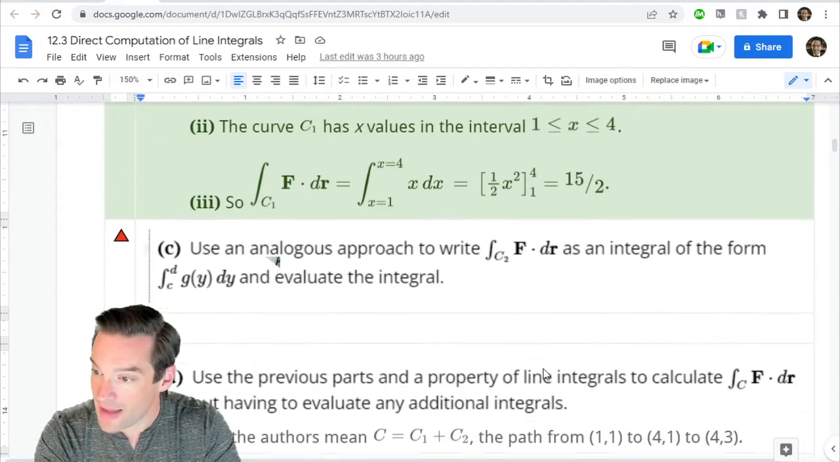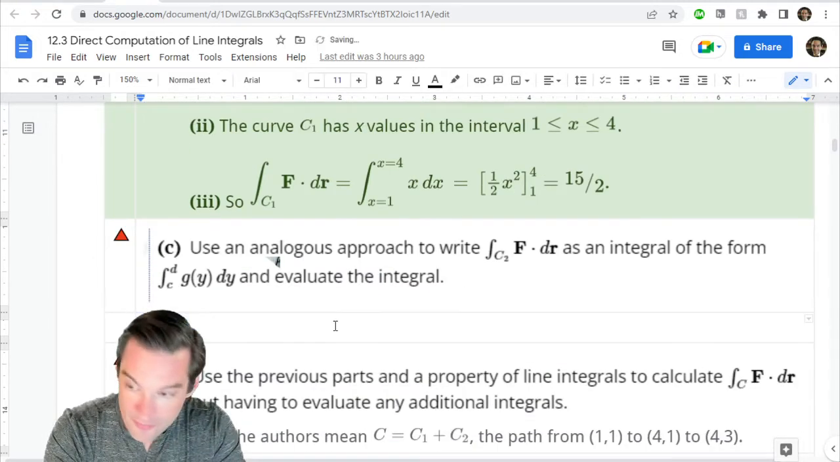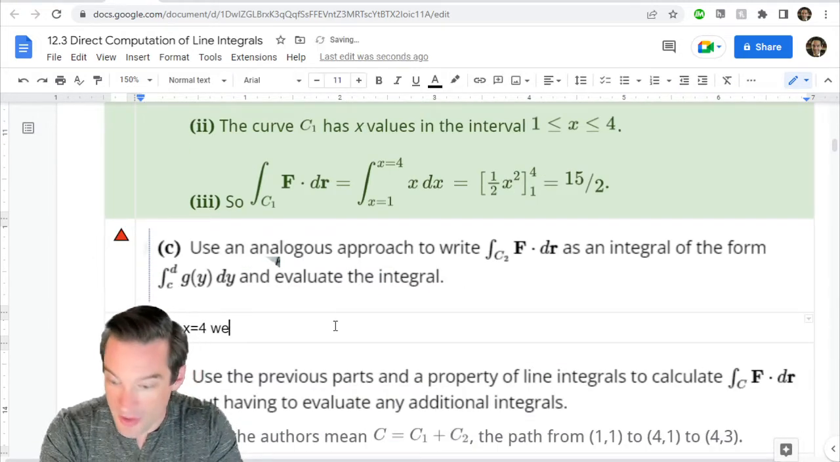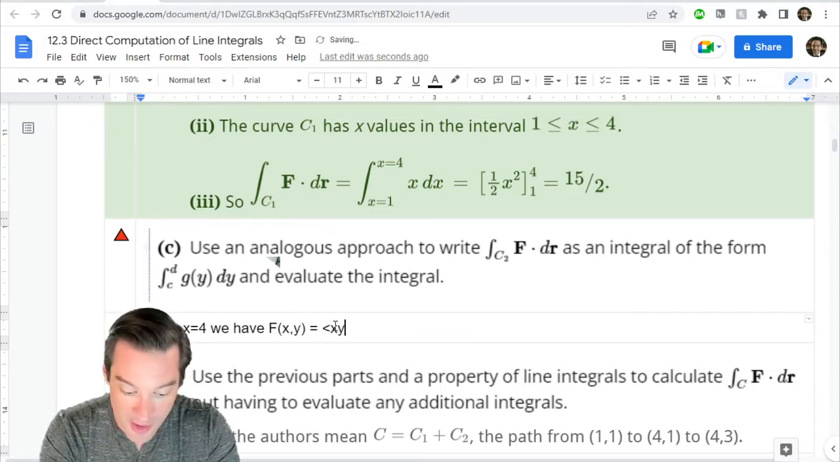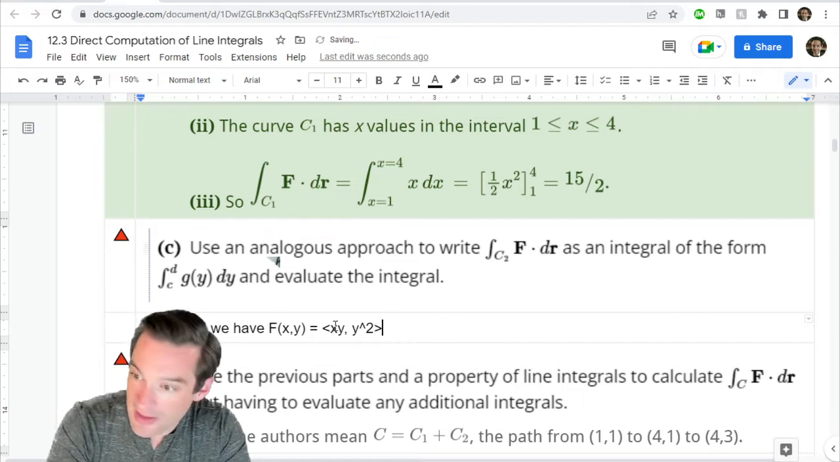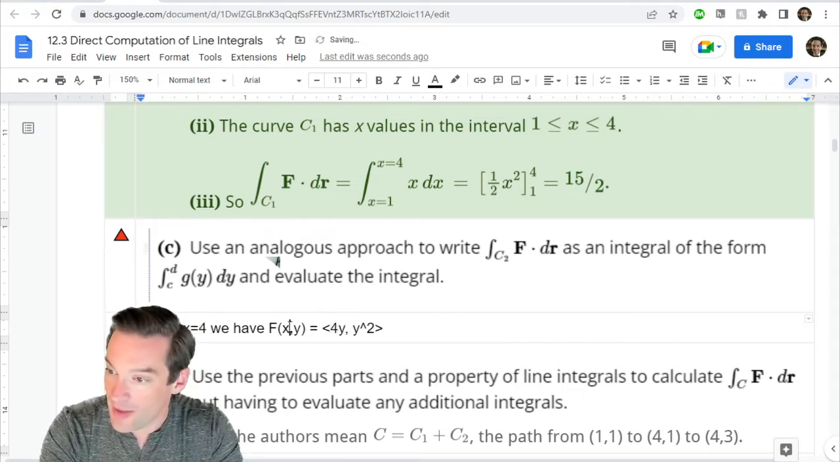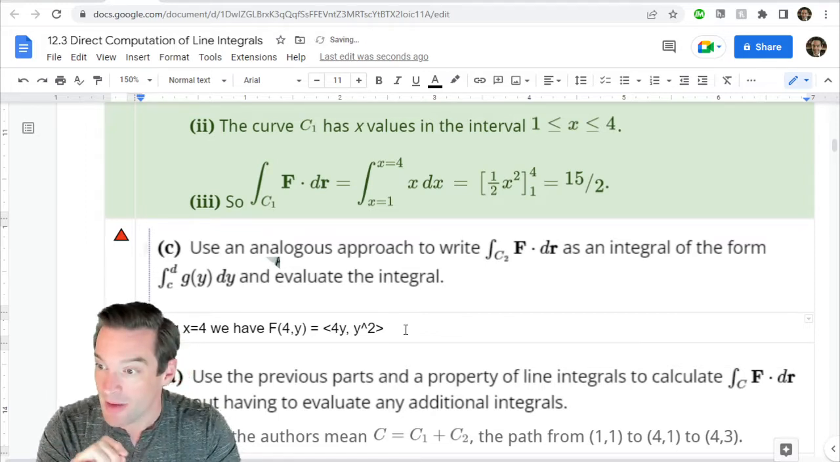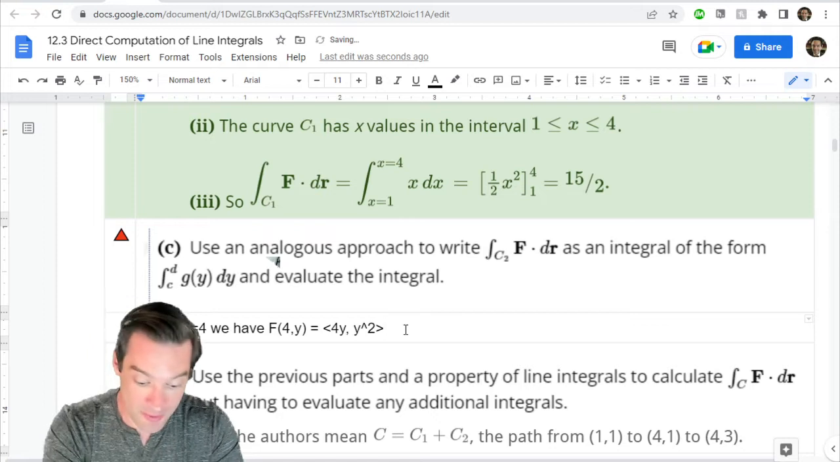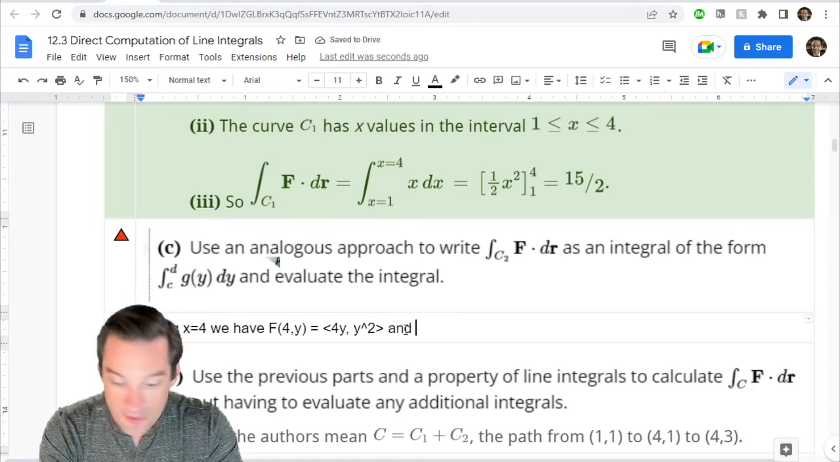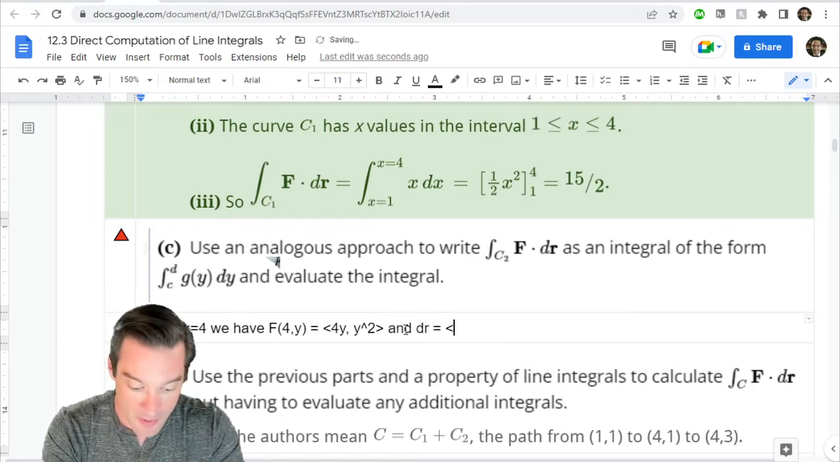And so along that side, along x equals 4, we have f of x and y is equal to, well, it's xy comma y squared, except that now we're setting x equal to 4. And so my vector field is going to only vary with the single variable y, and it's going to have the formula 4y comma y squared. And we also have that dr, which is dx comma dy.